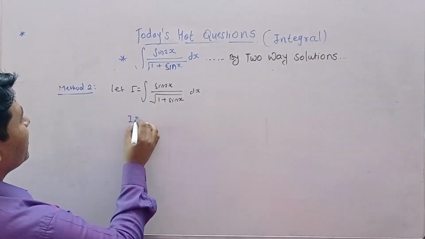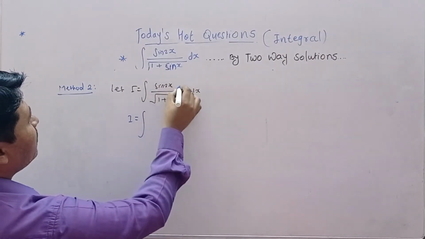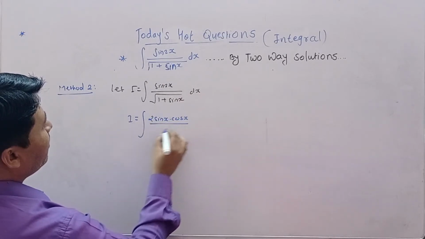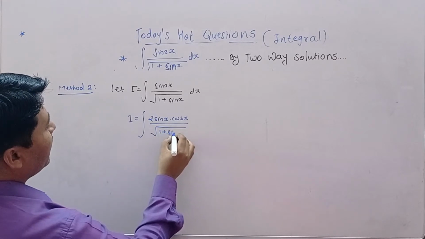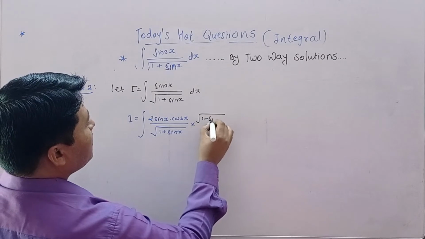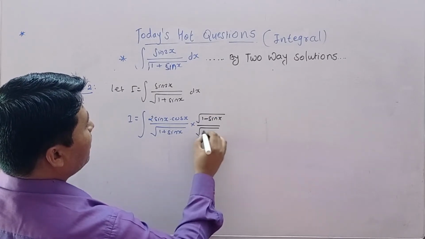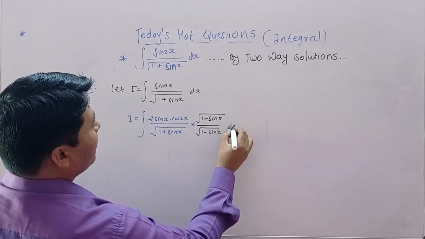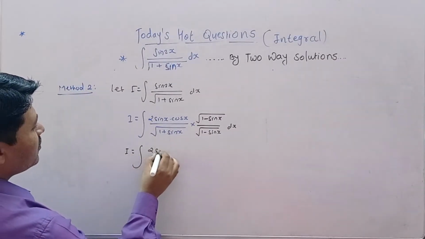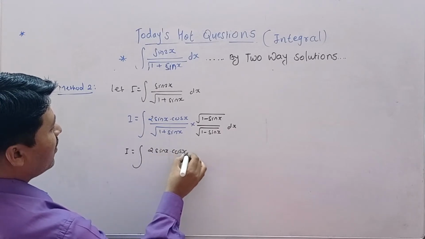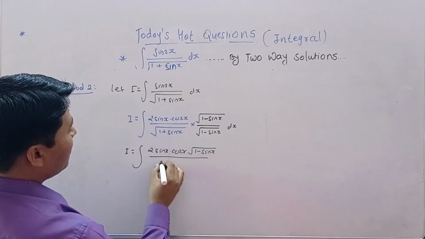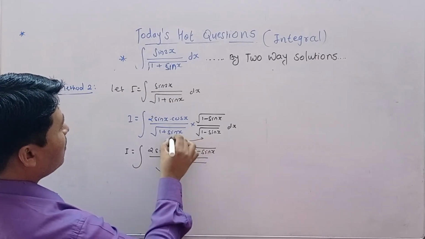Therefore this integration becomes the integral, and sin 2x we know is 2 sin x into cos x, divided by under root 1 plus sin x, and I can multiply throughout by under root 1 minus sin x and divide by under root 1 minus sin x, dx. Okay, and this integration becomes 2 times sin x into cos x under root 1 minus sin x, divided by under root, these are the both multiplied throughout.